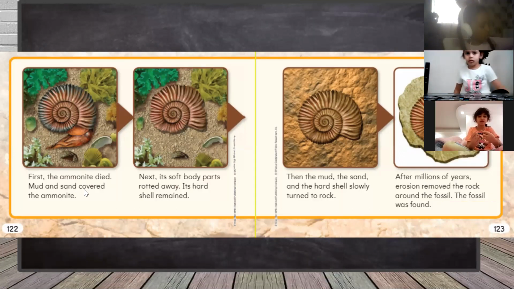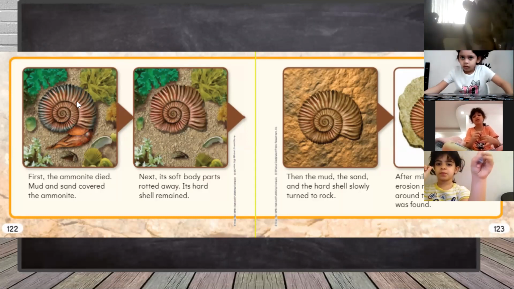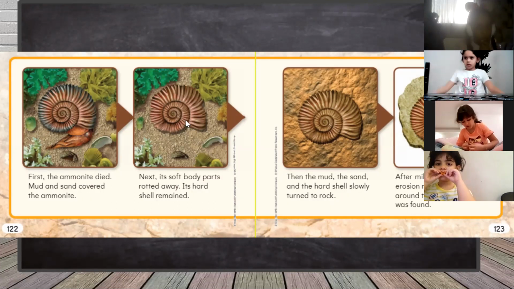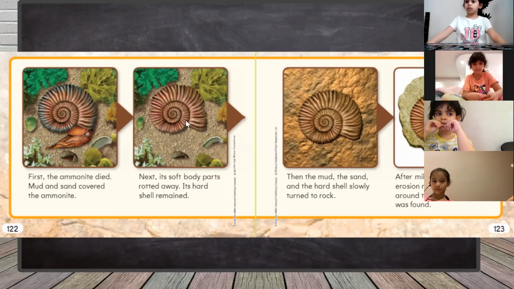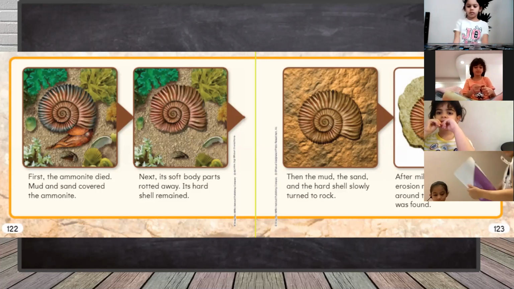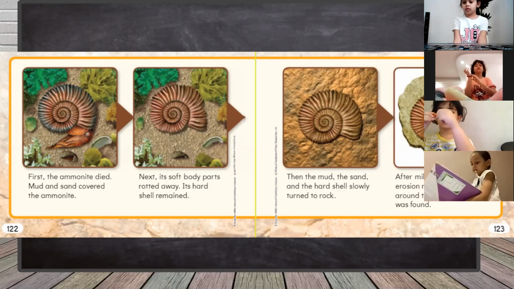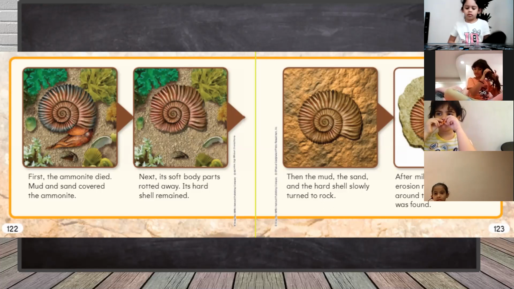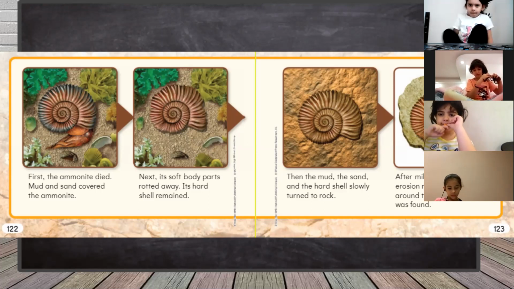Then mud and sand covered the ammonite. Okay? After it was covered, in the next picture, its soft body parts rotted away. So that means it's gone. Its hard shell remained. So the soft part will go, bye-bye, and the hard shell will remain. The hard shell will say, I'm hard, I'm gonna stay. But the soft part will go bye.